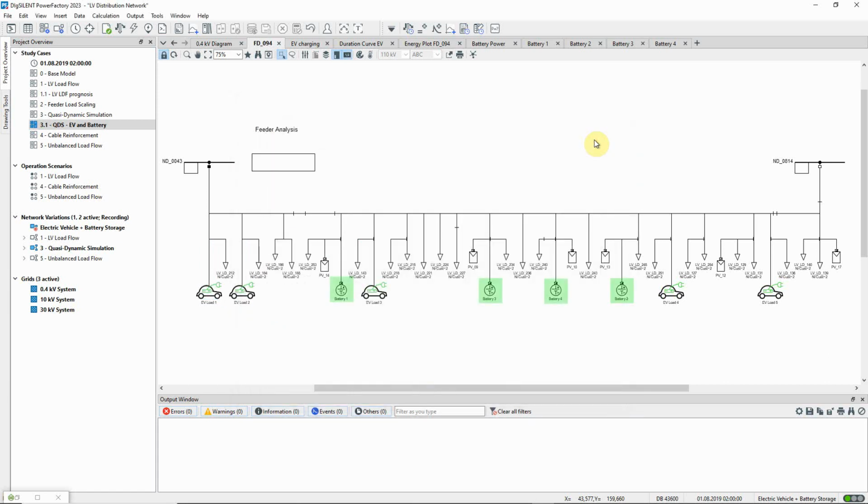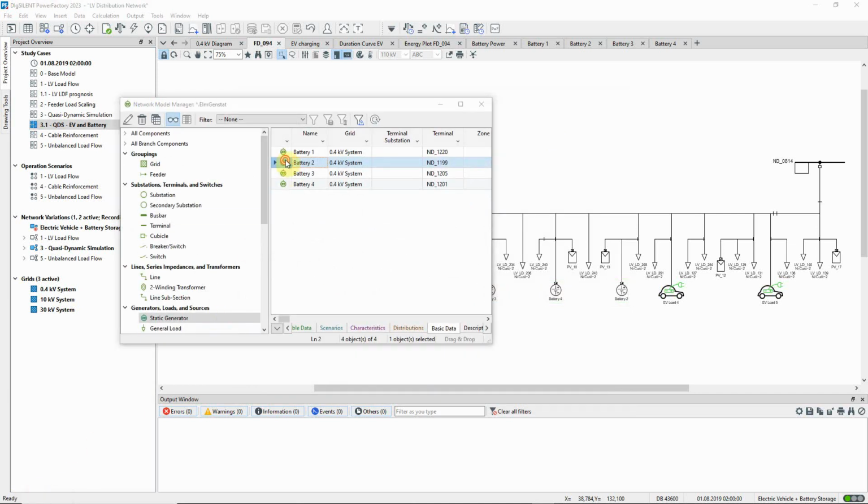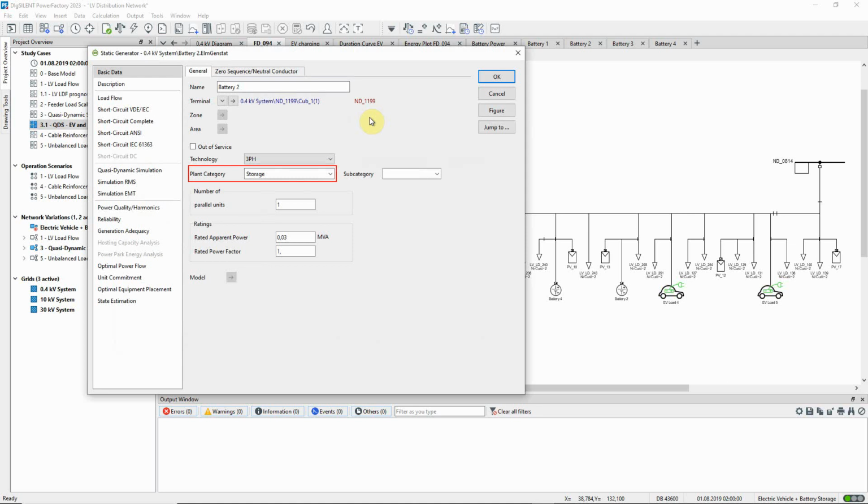There are 4 batteries in the network. Each is represented by a static generator of plant category storage, and is placed in the network with a load and a PV generator. Such batteries can be used to maximize the local consumption of energy from the associated PV generator. When the energy supplied by the PV generator is more than is required to support the local load, some of the output can be stored in the battery. The battery can then provide energy when there is little or no PV generation.